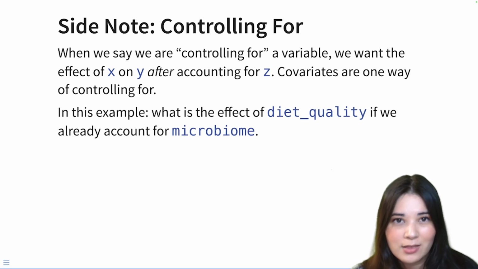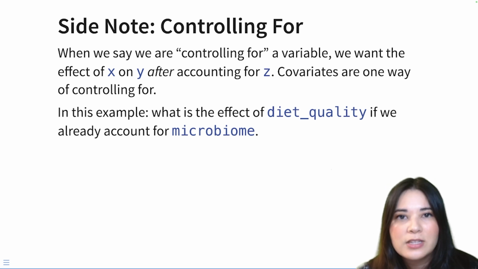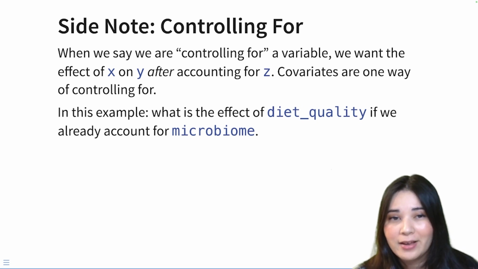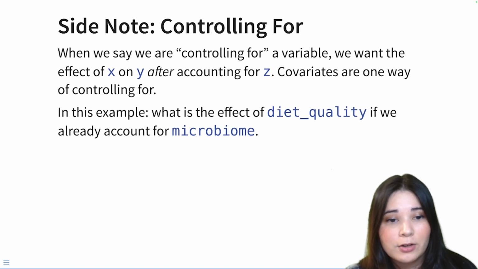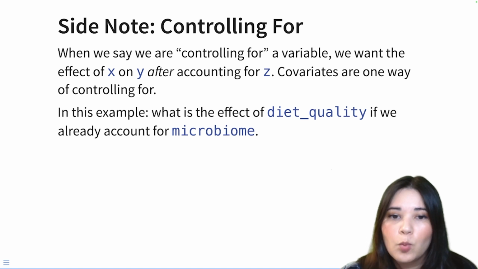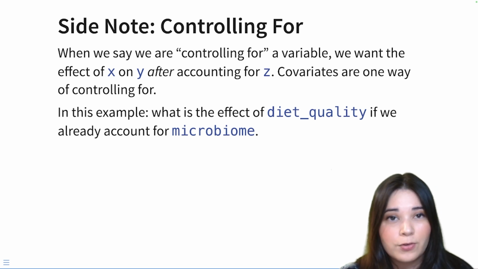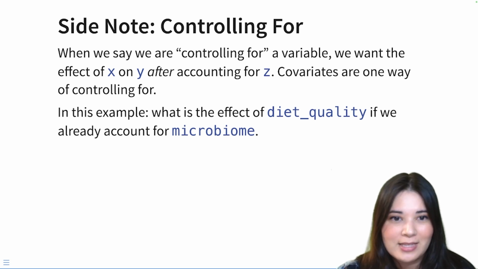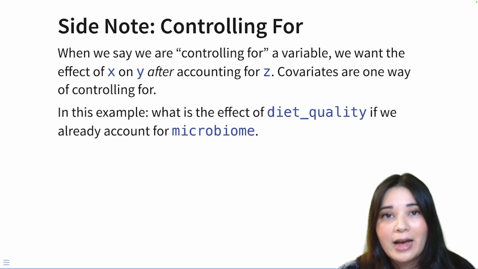In other words, we're asking the question, if we already know what the values of Z are, how does adding information from X impact Y? In this case, if we add microbiome as a covariate to our linear regression model, we're asking, what is the effect of diet quality if we already account for the effect of microbiome? Now, I want you to pause before I move to the next slide and think about what you think will happen in the model when we add microbiome as a covariate.